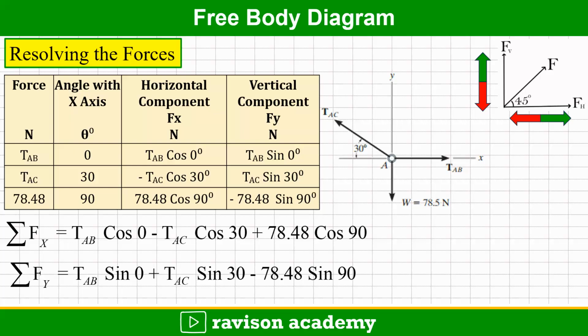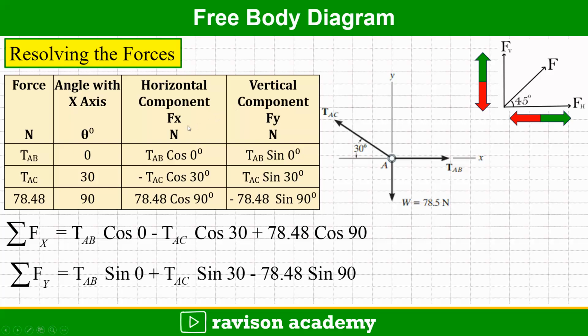Now the next step is to resolve the force. Create the table with force as one column, angle with respect to x-axis in the next column, followed by horizontal component and vertical component, Fx and Fy. The units are mentioned as Newton, theta and Newtons. Here three forces are acting: TAB, TAC and W. TAB and TAC are unknown, so I am putting TAB and TAC, and the weight of the lamp is taken as 78.48 newtons. TAB is 0 degree with respect to x-axis and TAC is 30 degree with respect to x-axis, and the weight is acting vertical, that is 90 degree with respect to x-axis.